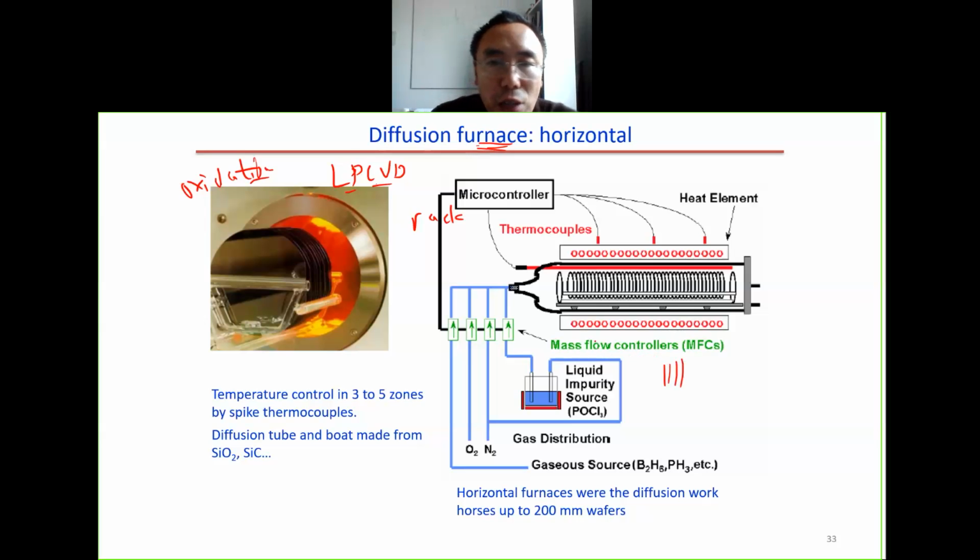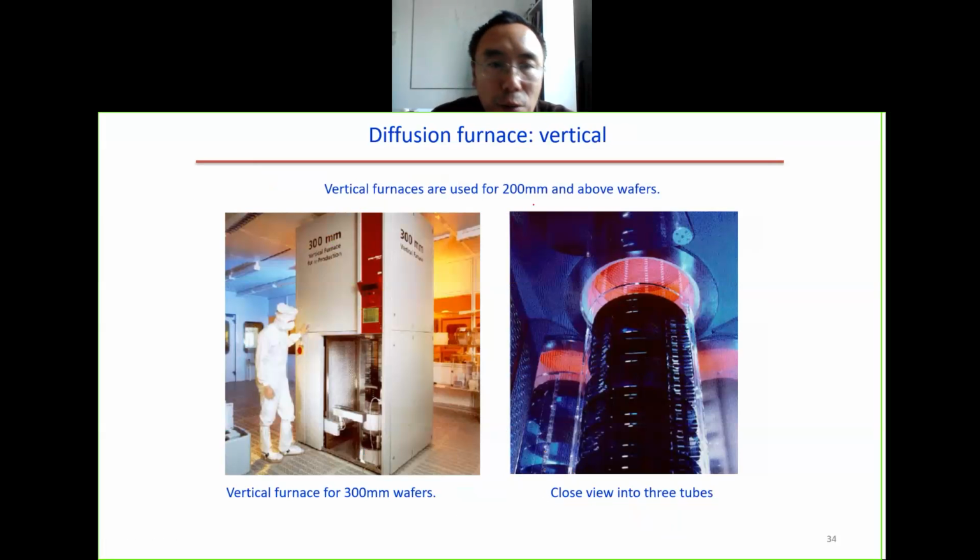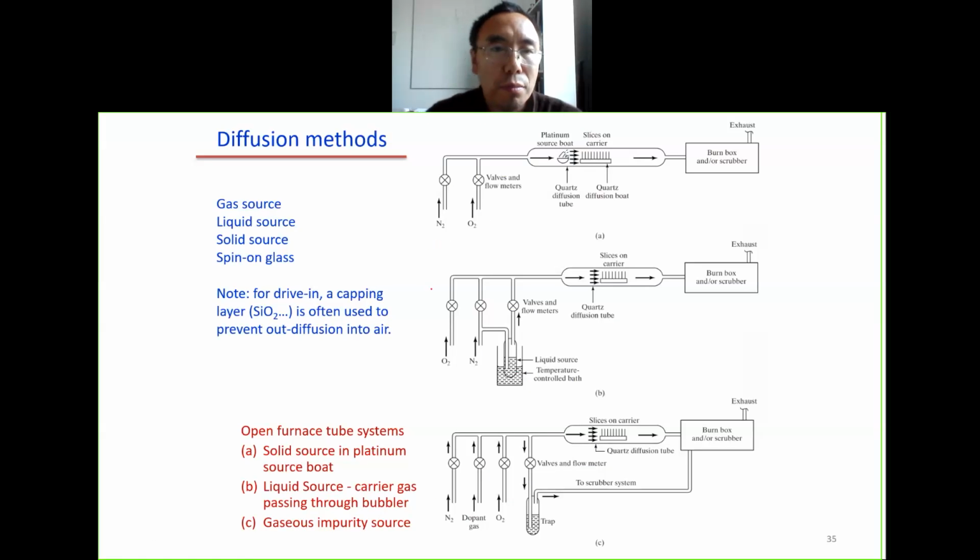This is called a horizontal furnace. It goes up to 8-inch wafers. When we have bigger wafers, then we have the vertical furnace. So this is the diffusion method.